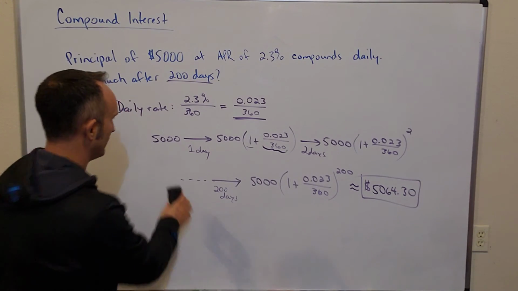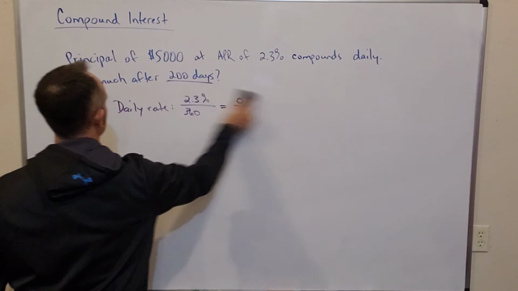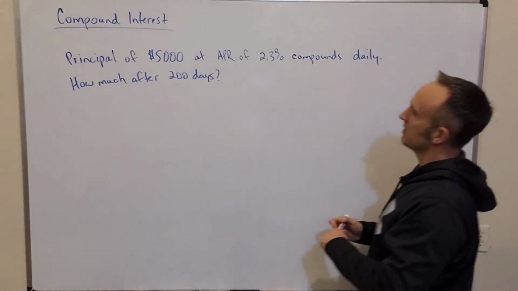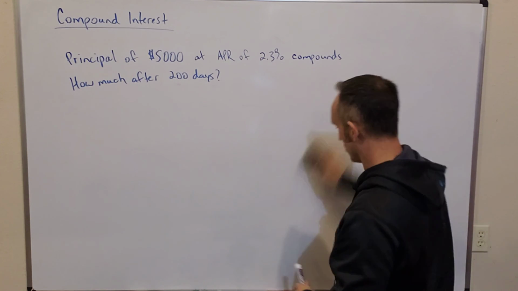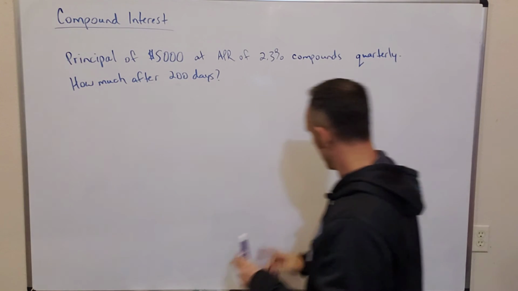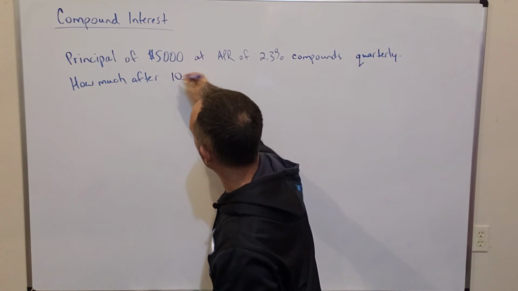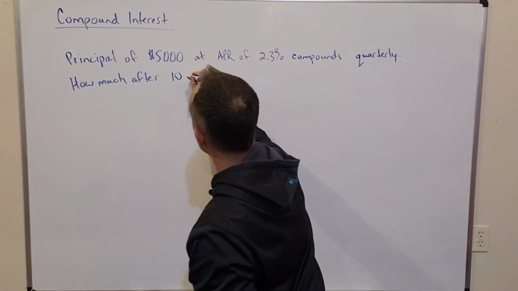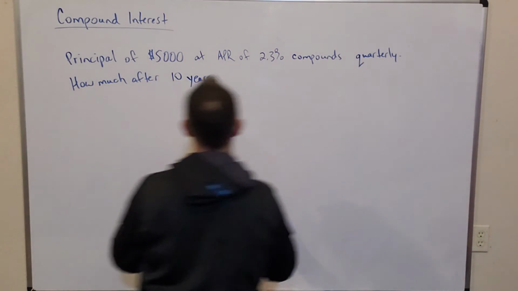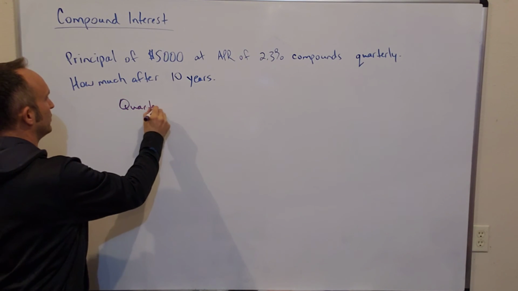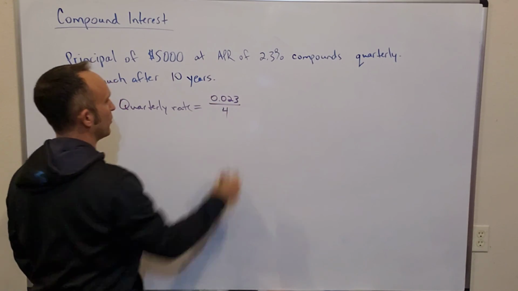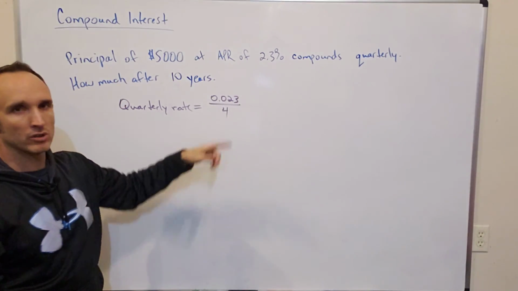Let's try another example. Let's reuse some of this information. So now, principal of $5,000. Let's keep the APR the same. Let's say it compounds quarterly. How much after, let's say 10, I want to do this example because I'm not going to say quarters, I'm going to say 10 years. Okay? So the adjusted interest rate needs to be quarterly. So the quarterly rate now is what we're going to work with. So I'm going to take my 2.3%, which is 0.023, and divide it by 4. Because it's 2.3% over a year. In a quarter, I divide that by 4.